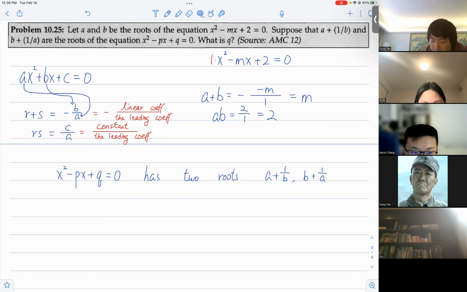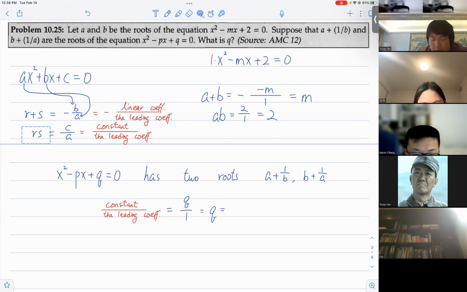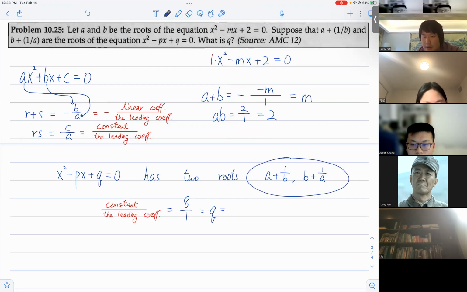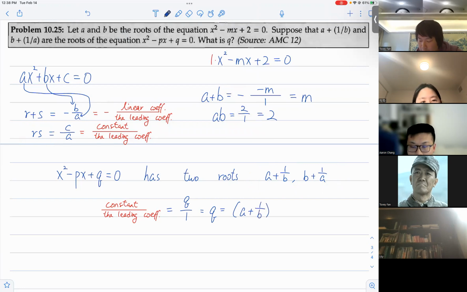So again, I'm just going to copy this over here. We know that the constant over the leading coefficient in this question is q over 1, which is q, right? It equals the product of roots. What are the two roots here? These two, right? The two roots have been given. So in this question, q just equals the product of these two roots, the first root and the second root. So you're going to multiply them. Does that make sense? You use Vieta again for the second equation, right?